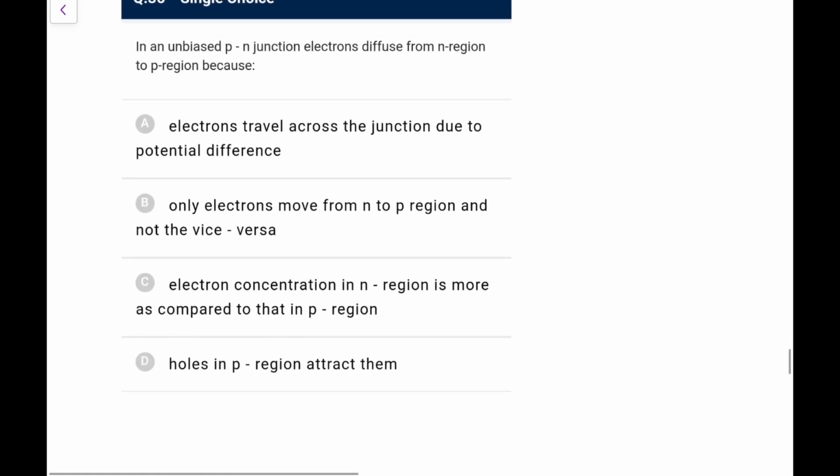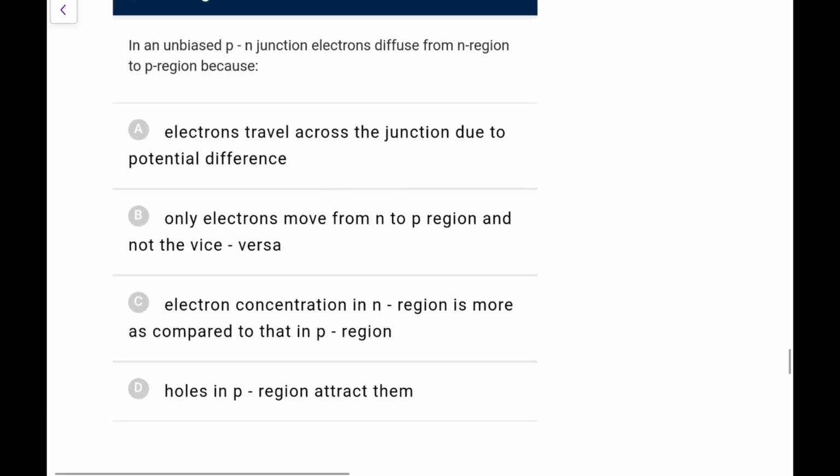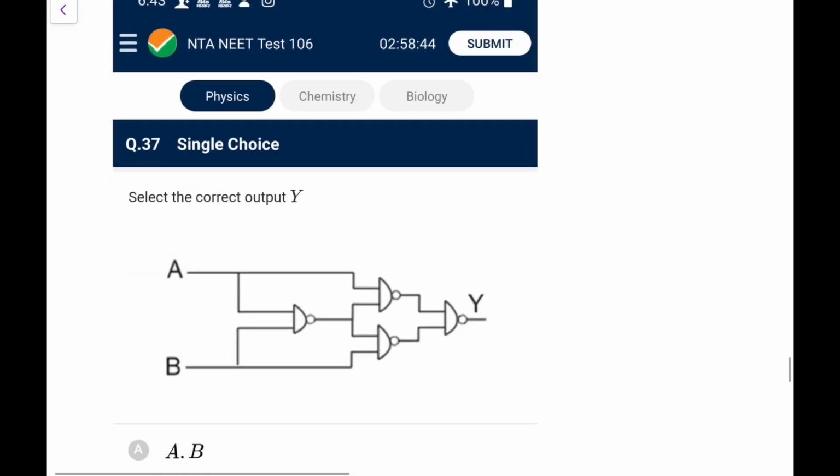Next, for an unbiased p-n junction, electrons diffuse from n region to p region because of the concentration difference. So concentration difference is option C.